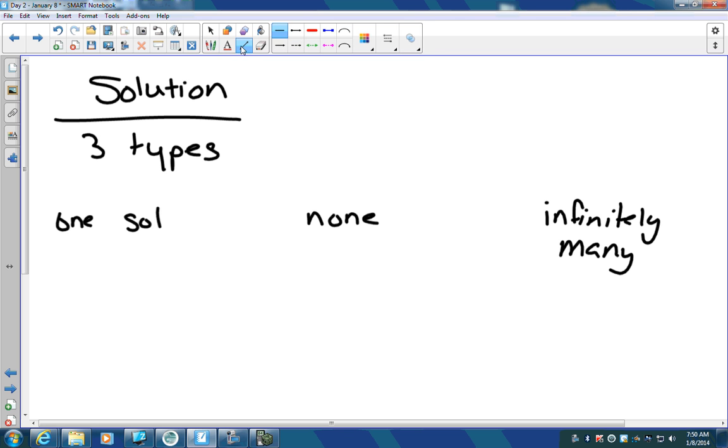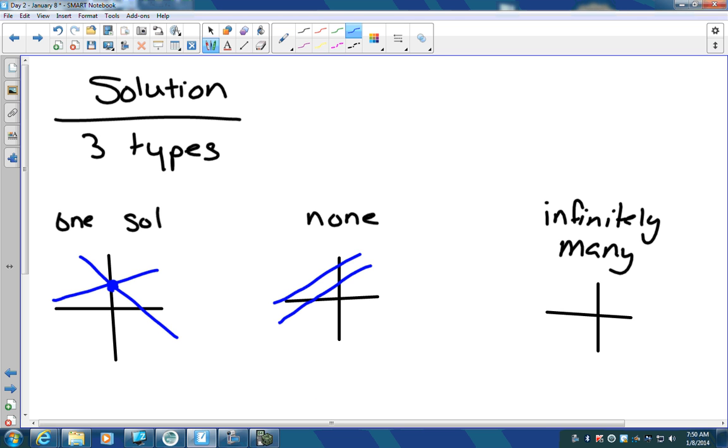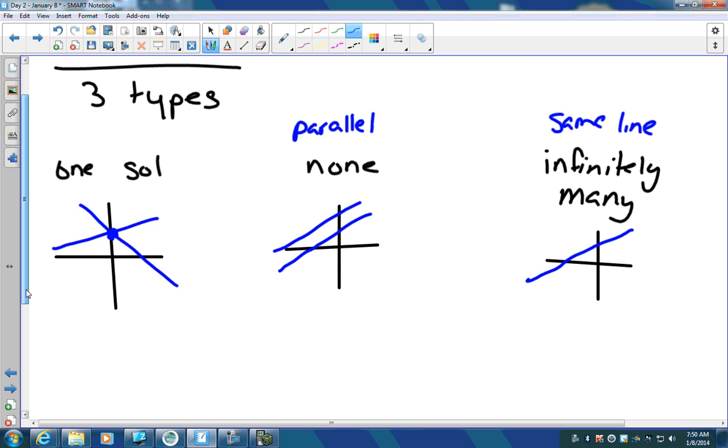Now, let's remember what those look like. One solution is where the two lines intersect, right? No solution, or what type of lines? Those are parallel lines. Infinitely many, it's one line, it's the same line. Now, what about the table? See, that's the other thing.